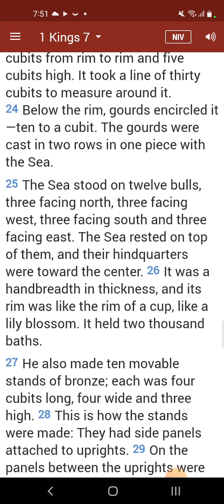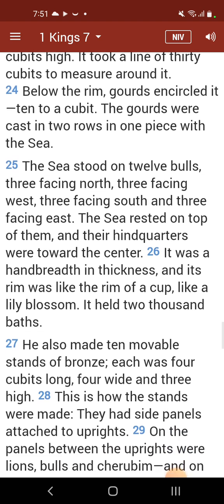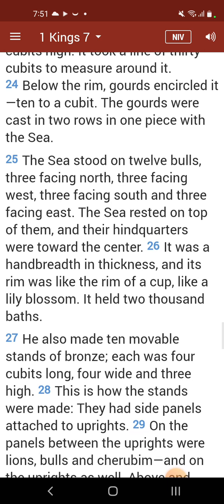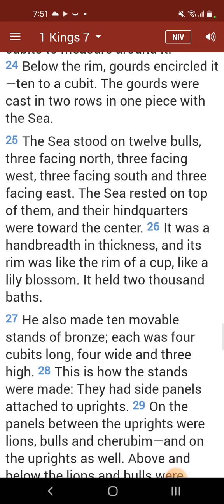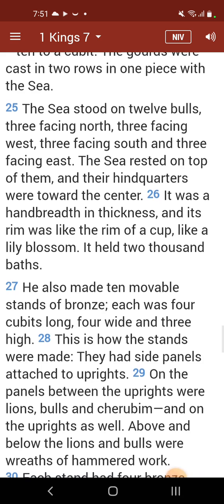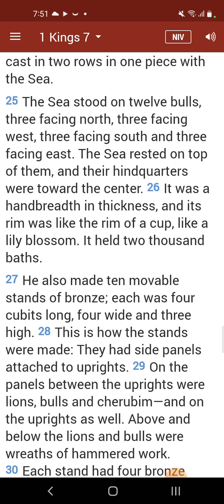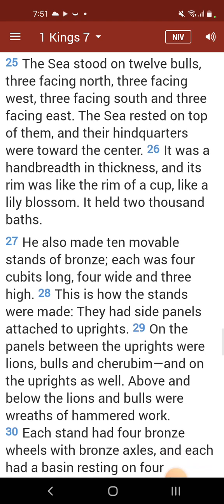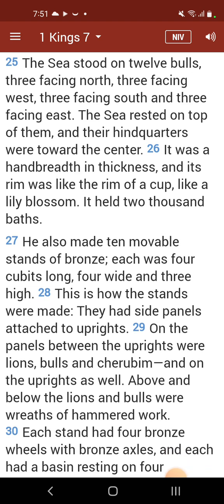The sea stood on 12 bulls, 3 facing north, 3 facing west, 3 facing south, and 3 facing east. The sea rested on top of them, and their hindquarters were toward the center. It was a handbreadth in thickness, and its rim was like the rim of a cup, like a lily blossom. It held 2,000 baths. He also made 10 movable stands of bronze.